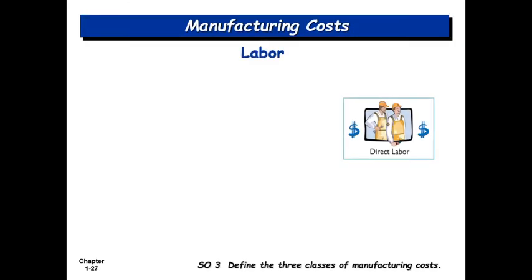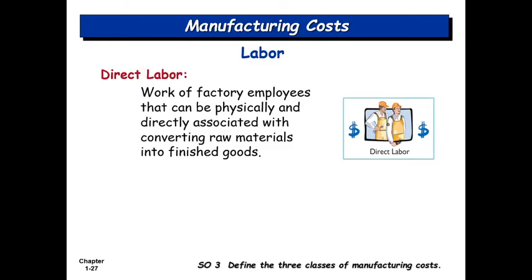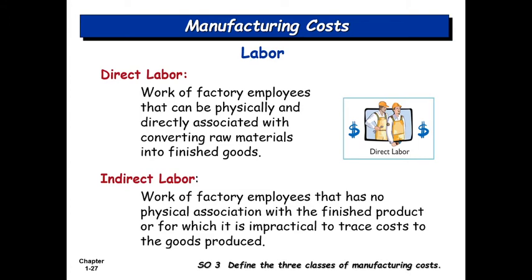What is labor? Work of a factory employee that can be physically and directly associated with converting raw material into finished goods. Indirect labor is work of a factory employee that has no physical association with the finished product, or for which it is impractical to trace cost to the good product. Same with direct material: those materials that are physically related to the product. Same with direct labor.